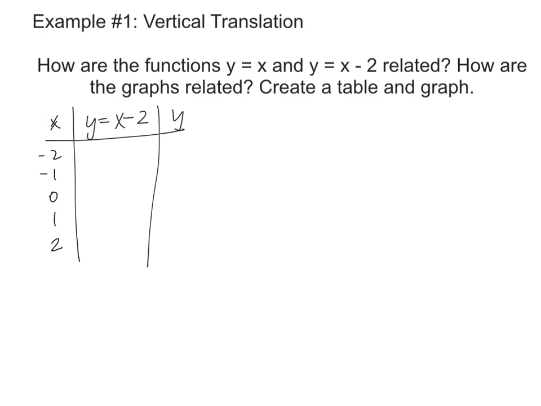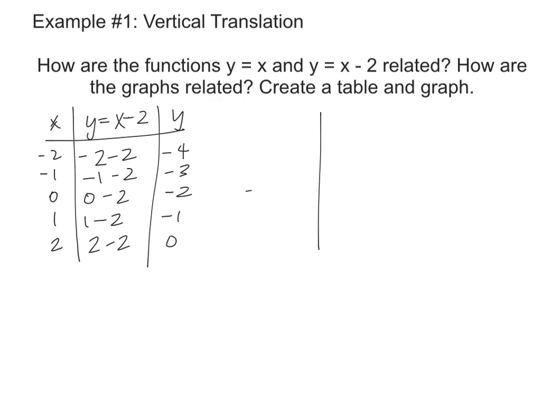We would have y equals, and in fact I can probably even get rid of that y equals. Just -2 minus 2 will give you -4. -1 minus 2 will give you -3. 0 minus 2 will give you -2. 1 minus 2 will give you -1. And 2 minus 2 will give you 0.